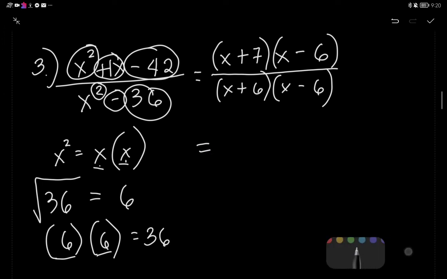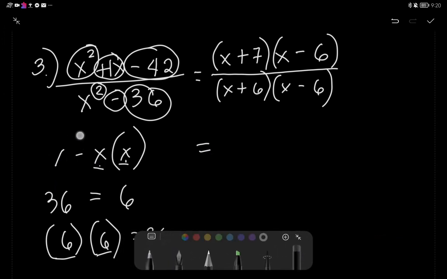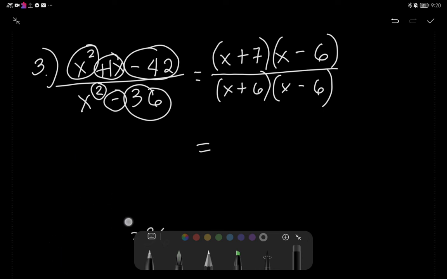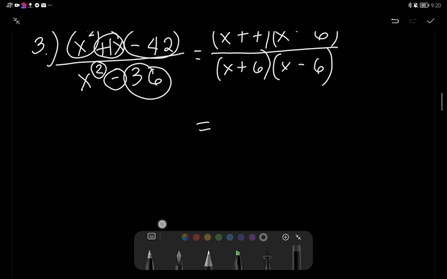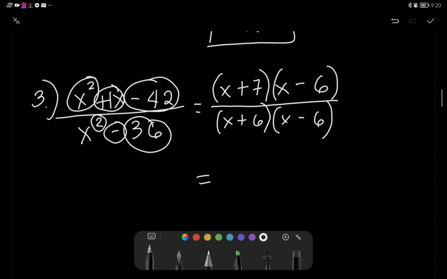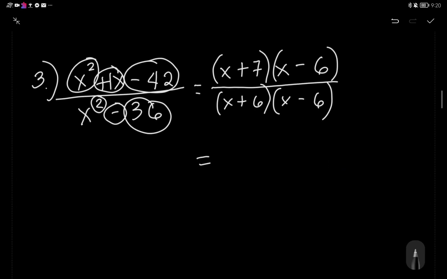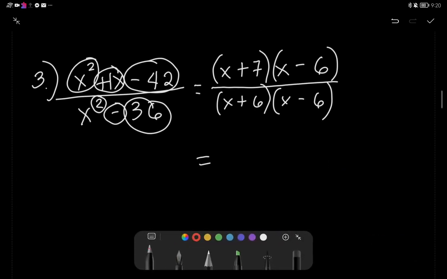Now let's proceed, since we have factored the numerator and denominator. Let's proceed to step 2, which is to divide or cancel out the common factors in both numerator and denominator. Now, looking at our factored form, the common factor in the numerator and denominator is x minus 6. Both of them have it. x plus 7 and x plus 6 are not the same, so those remain. So, what is left is x plus 7 over x plus 6. So, that is our final answer.